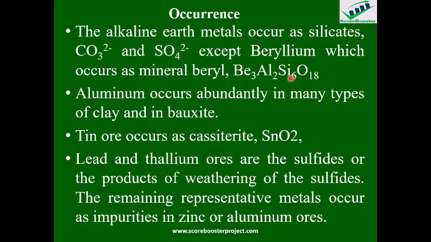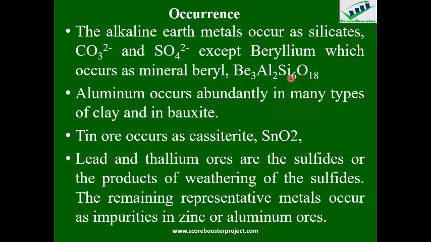The main source of aluminium is bauxite. Everybody knows what bauxite is. That is a combination of oxide and hydroxide of aluminium. When we get there, we're going to talk more about bauxite. Again, aluminium occurs in clay. There are many types of clay. So aluminium occurs in them, although the quantities are not the same.